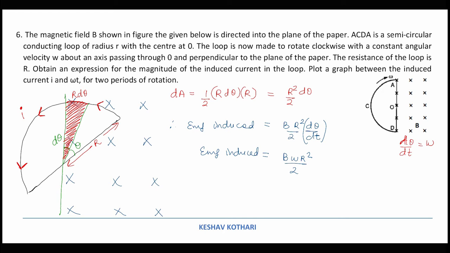So over here, if I calculate the value of current induced, I can write that the current induced can be written as EMF upon resistance. So it will become B omega R square by 2, and the resistance of the loop is capital R. Okay, one thing must be kept in mind, this one is small r. So we are making the resistance small r and the radius capital R for the time being. So we can write the current induced is equal to B omega R square by 2 small r.